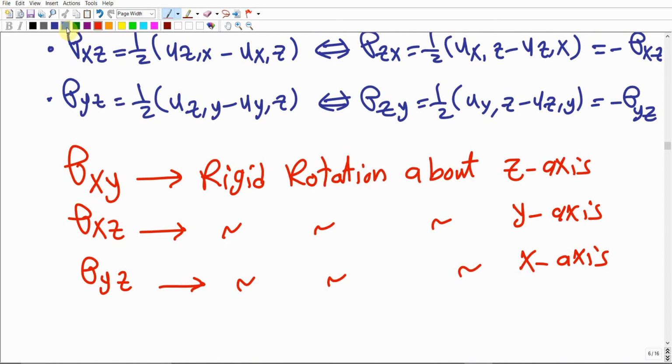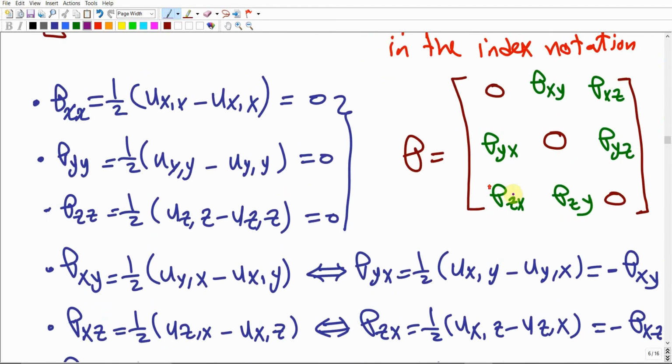Assume that you have a small square plate in this way, and you give it rotation about the z-axis in this direction. Assume that this is the z-axis, and you're just rotating this one about the z-axis in either this direction or this direction, depending on whether it is theta xy or theta yx. Make sense?